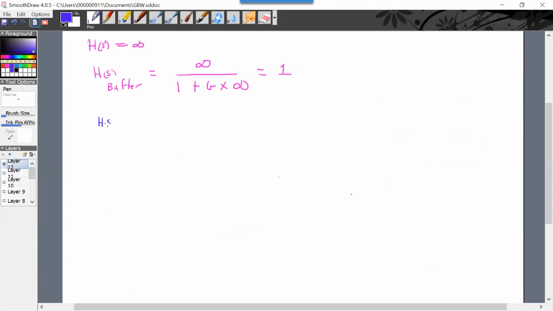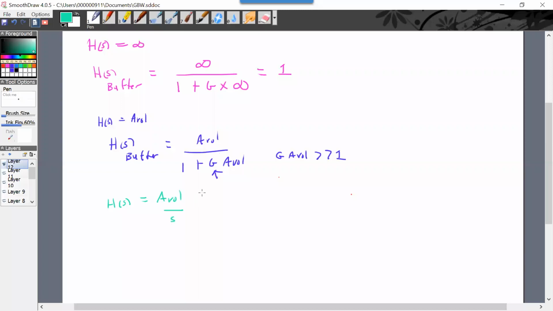Now, if H(s) of that particular op amp is some finite number, then H(s) of the buffer equals, all right, that's 1. So really, to get these two to cancel out, that transfer ratio times the open loop gain just has to be a lot bigger than 1. And then it'll be ideal, and it'll be like a buffer. Now, what about the integrator case?